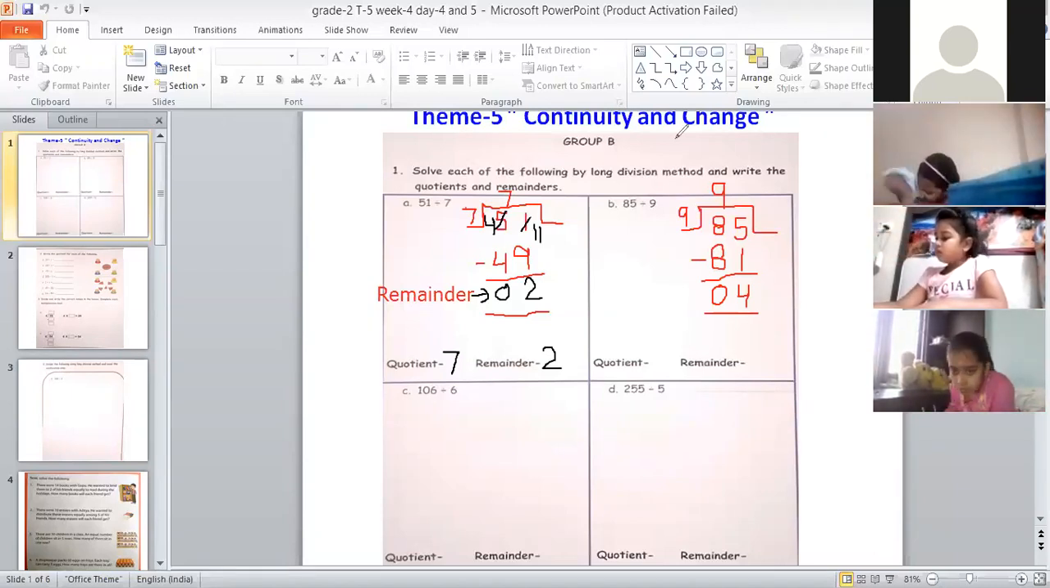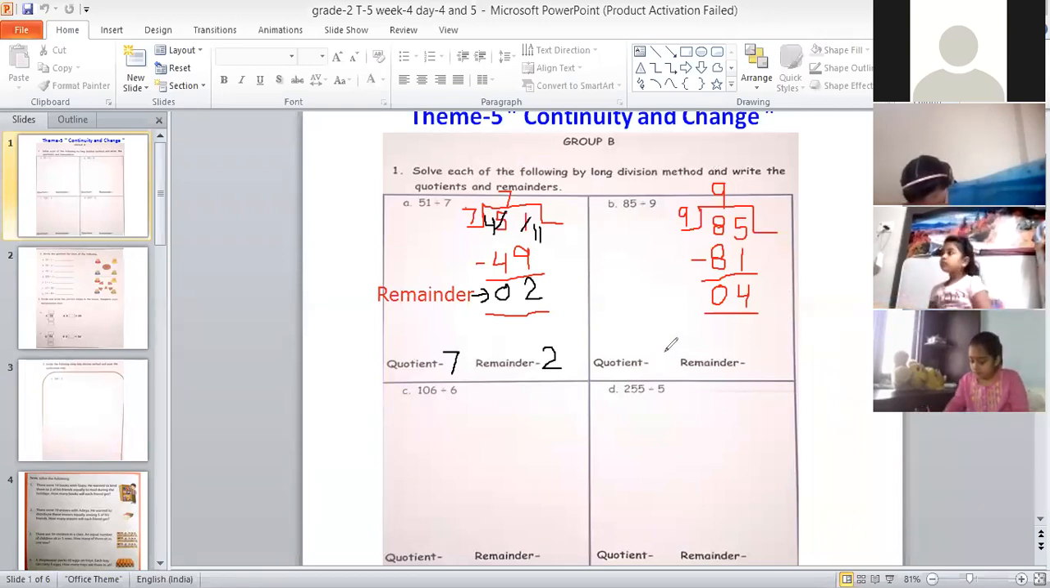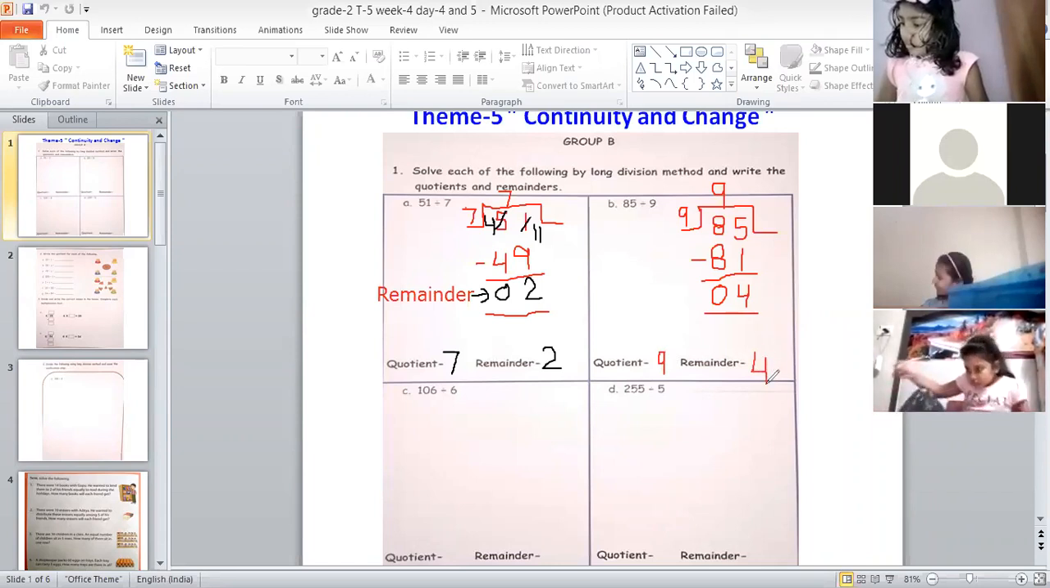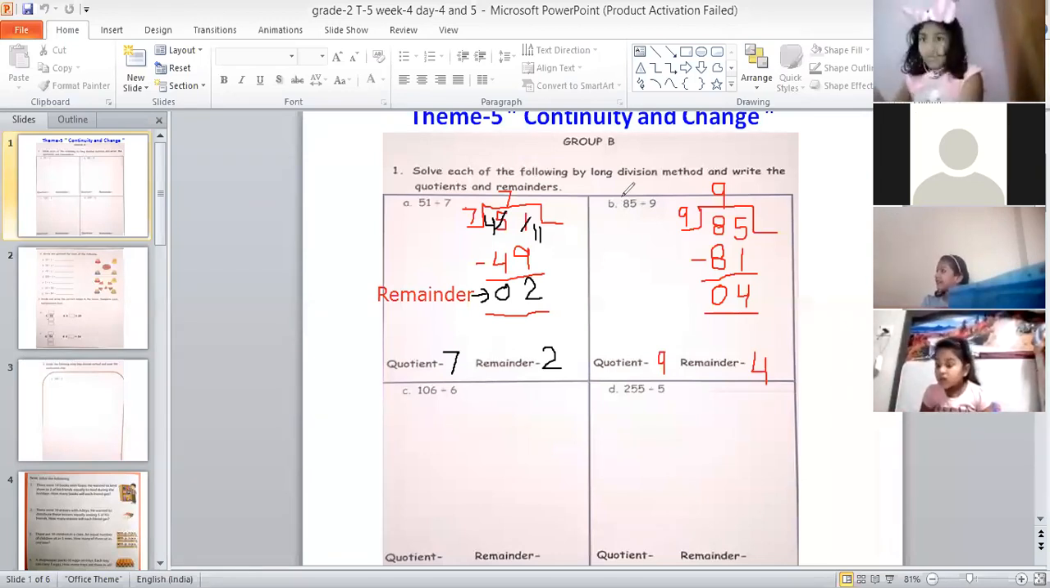Zaid, you tell me what is the quotient and what is the remainder here? Remainder is 4, quotient is 9. Very good. Yes, children. Quotient, you already know that 9 is your quotient here. And you got 4 after subtracting 81 from 85, right? So 4 is your remainder and 9 is your quotient. Okay, keep on writing these answers. 9 is your quotient and 4 is your remainder.